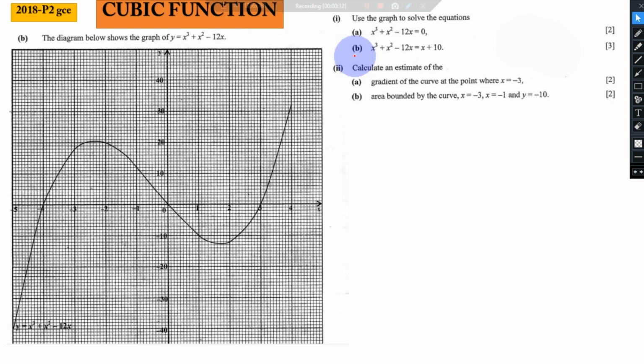We are looking at cubic function. Now this is part 2. In case you have not watched part 1 of the cubic function, you will see a pop-up on your right hand corner. Make sure you click on that, you watch it, then you come to this video.